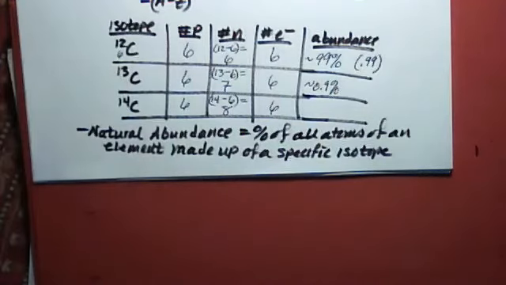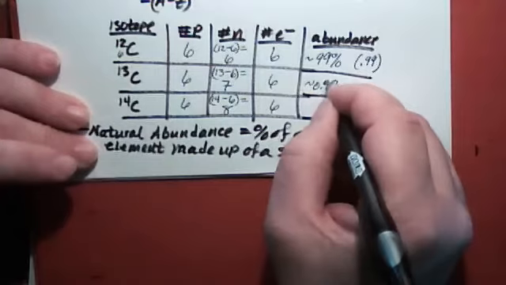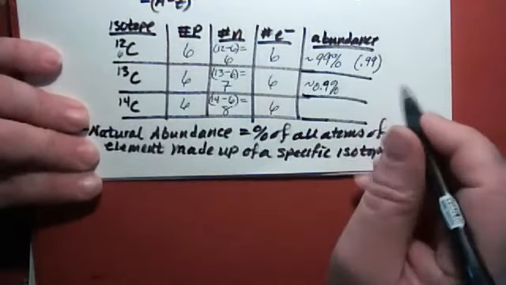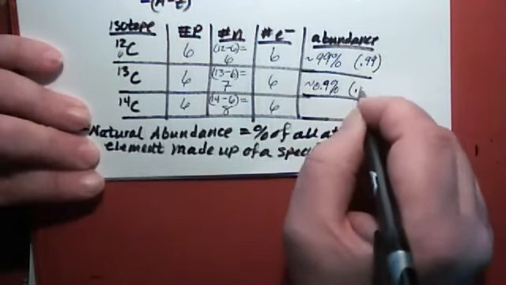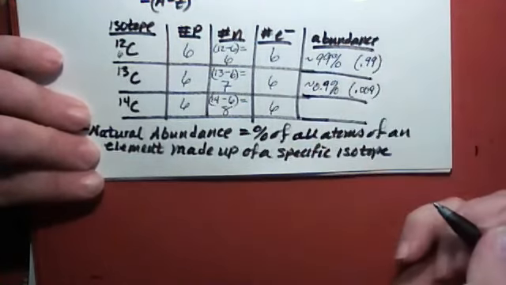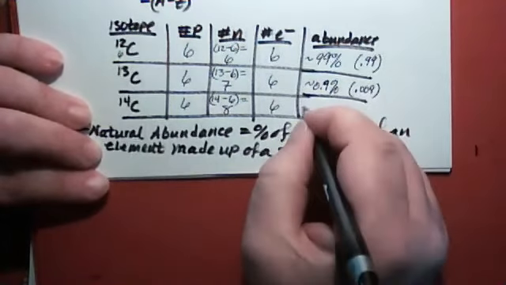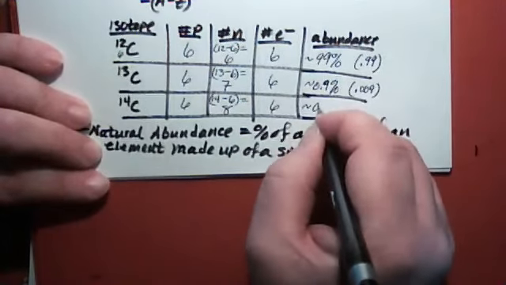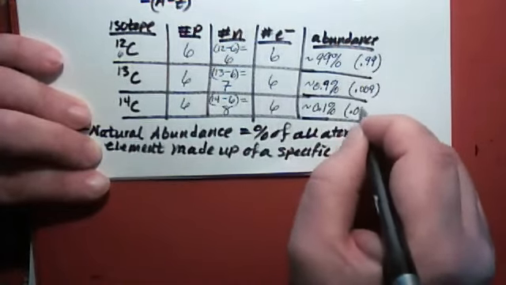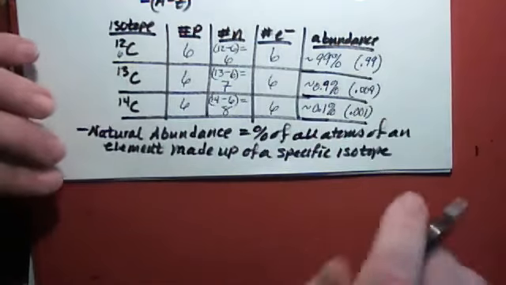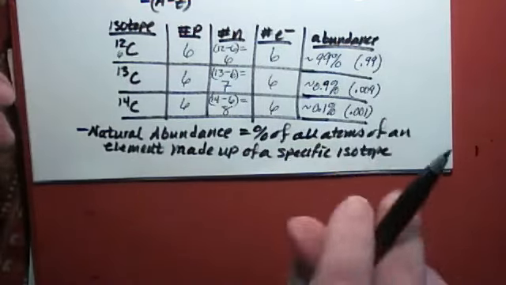And carbon-13 makes up a little less than 1%, 0.9% to be more exact, of all carbon atoms. As a decimal, that's 0.009. And carbon-14 makes up about 0.1%, or about 1 atom out of 1,000, or 0.001 as a fraction.